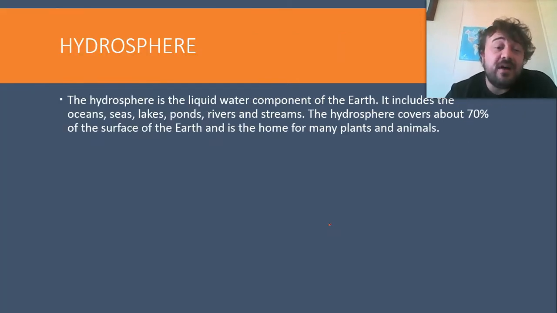All right, so what's the hydrosphere? The hydrosphere is basically all of the liquid water on Earth. So these are your oceans, your lakes, etc. It also covers about 70% of the surface of the Earth, and it's where many plants and animals live. That's the home of fish, sea creatures, etc.